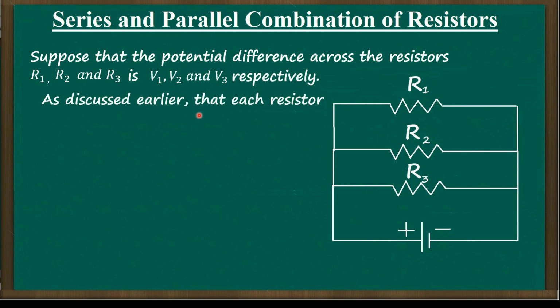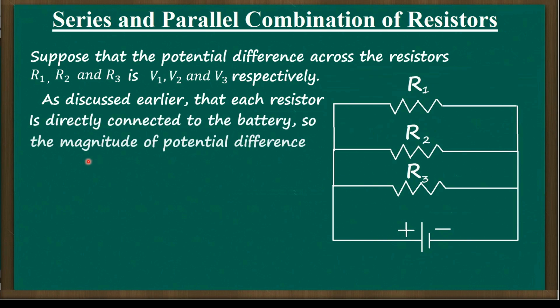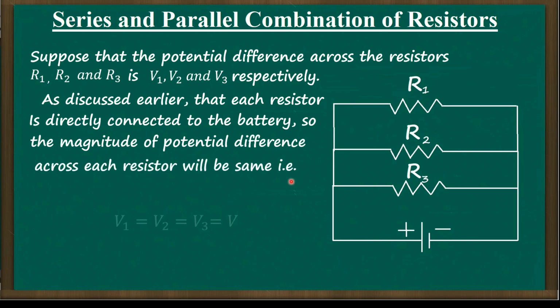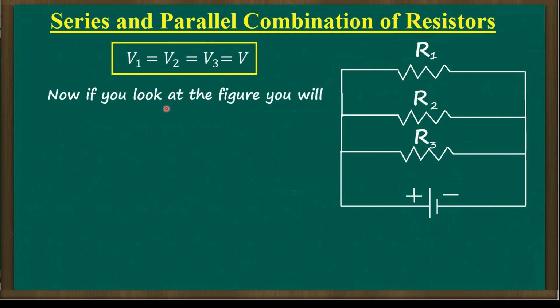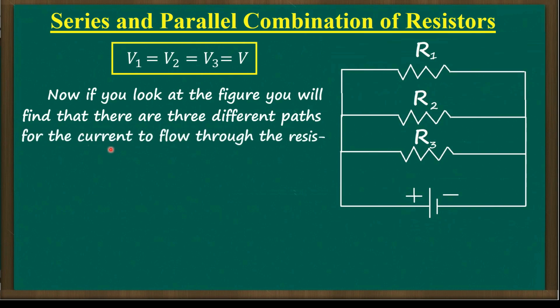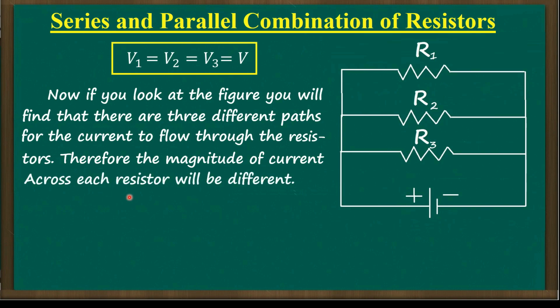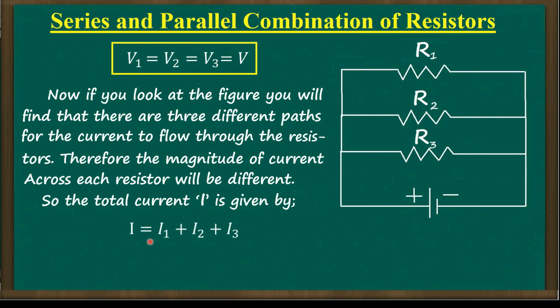As discussed earlier, each resistor is directly connected to the battery, so the magnitude of the potential difference across each resistor will be same. That is, V1 is equal to V2 is equal to V3 is equal to V. Now if you look at the figure, you will find that there are three different paths for the current to flow through the resistors. Therefore, the magnitude of the current across each resistor will be different. So the total current I is given by I is equal to I1 plus I2 plus I3.